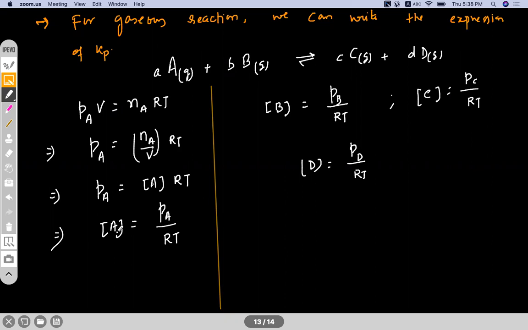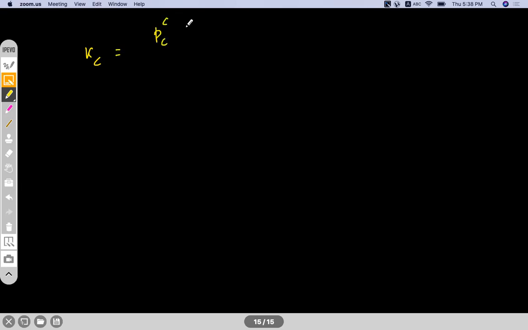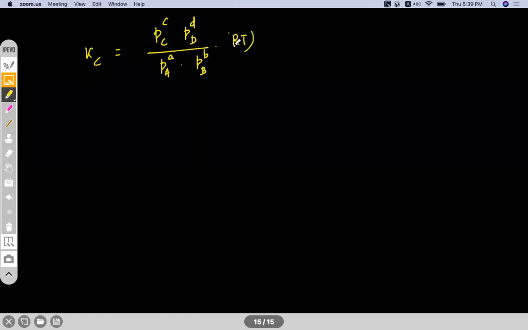Correct. Now what we do, we represent all these concentration terms in terms of pressure in the expression of Kc. You see what happens here. When we substitute all these concentration terms in Kc, we have Kc equals to Pc to the power c, Pd to the power d by Pa to the power a and Pb to the power b, into RT to the power a plus b minus c plus d. Any doubt?